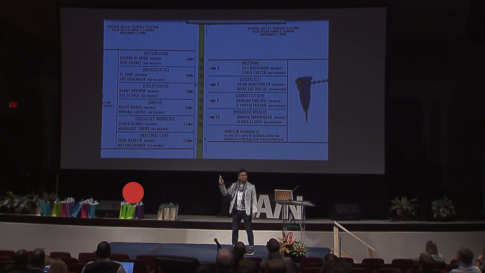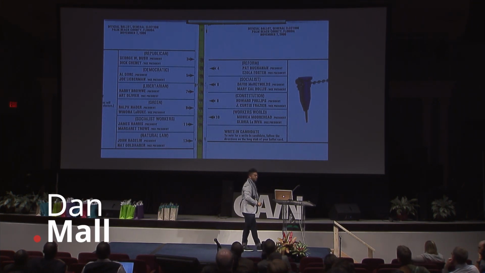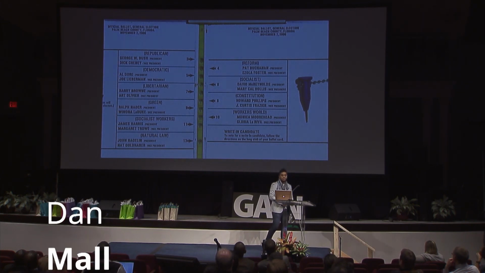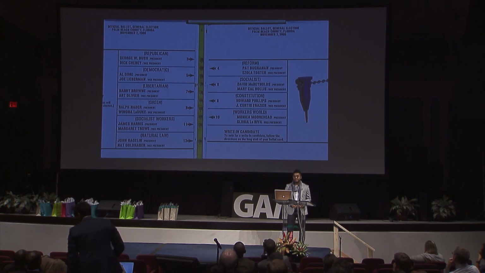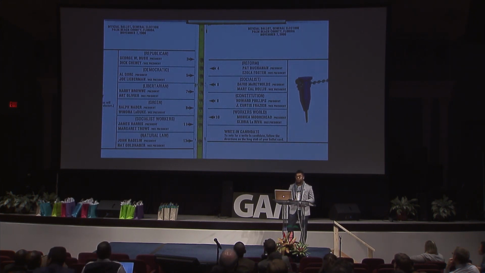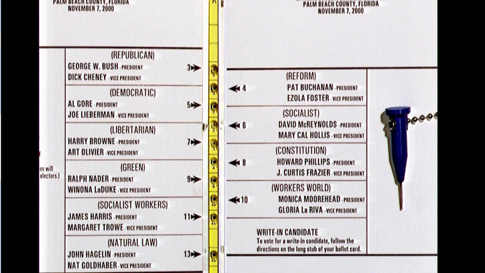How many people recognize this? Anybody? A few people. For those of you that don't, this is the infamous butterfly ballot. It's named as such because candidates' names are on either side, like the wings of a butterfly, and it's got holes to punch in the middle. So it was used in the 2000 election when George W. Bush ran on the Republican ticket and Al Gore was on the Democratic ticket.